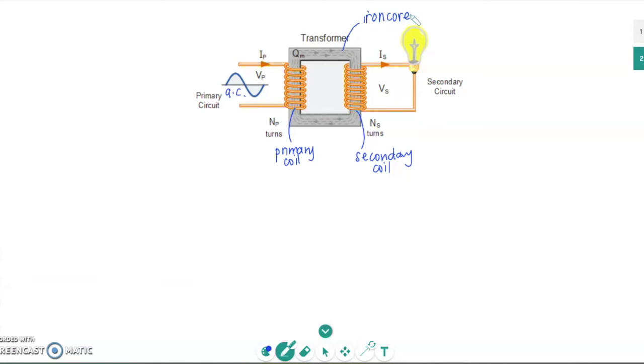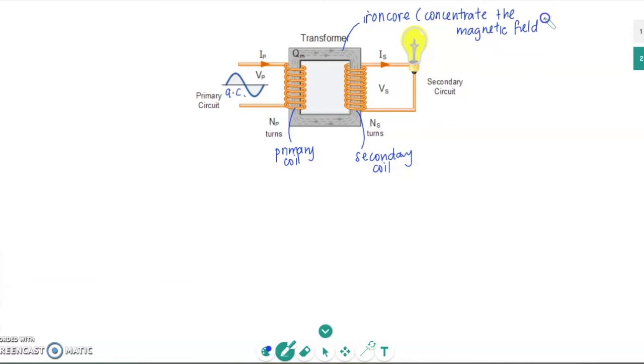So recalling what you learned in magnetism, what do you think the soft iron core is for? Basically, it is to concentrate the magnetic field lines, correct? Okay, I'm glad you got it. So that it will be very effective.